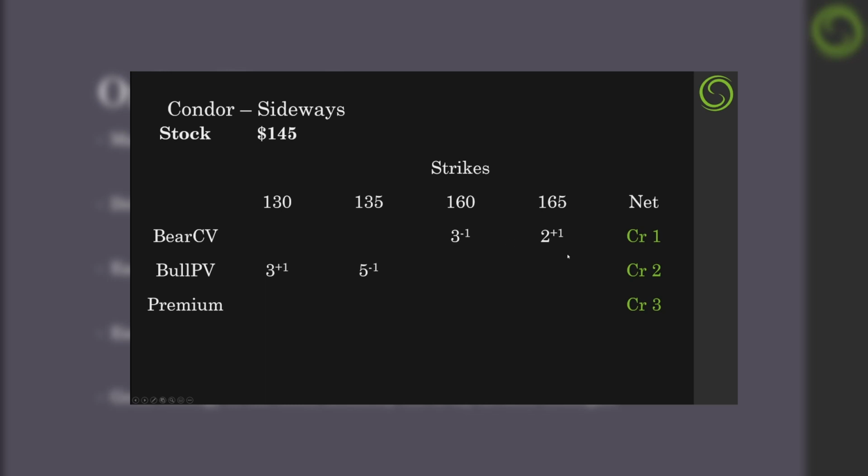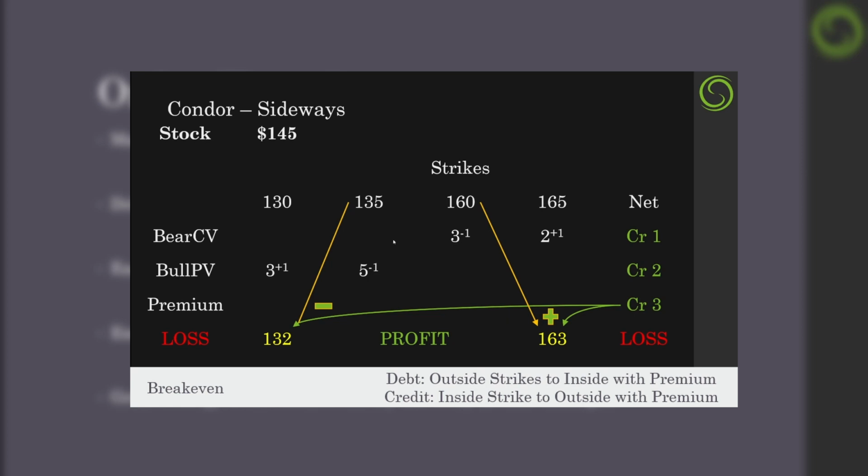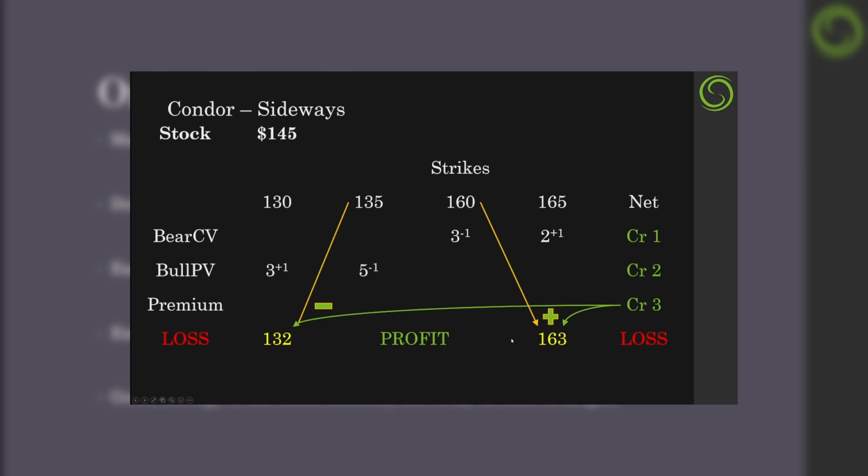So to get our net premium, we will take in a credit of 1 with the bear call vertical, we will take in a credit of 2 for the bull put vertical, and then add those two together, we will get a net premium of 3. Then we can use that to calculate our break-even by using the inside strikes and going out. So we will take the 135 strike minus the credit of 3. We will get the lower break-even of 132. We will then take the 160 strike, add the 3. We will get a higher break-even of 163. Anything between those break-even points is going to be our profit, and anything outside of those break-even points is going to be our loss.